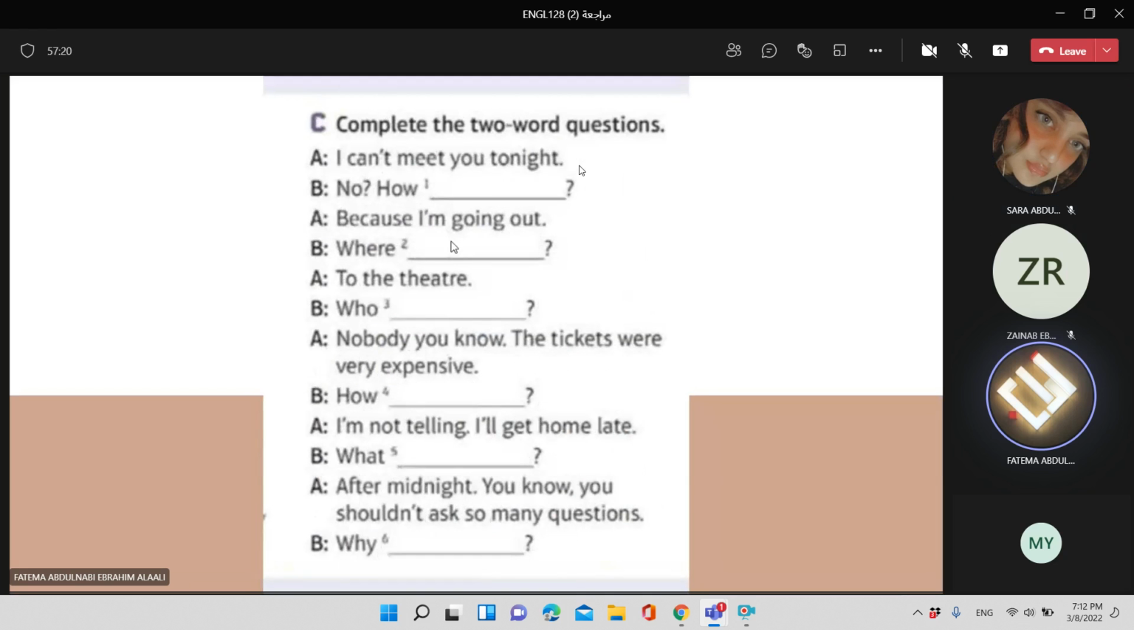The last one is number 3. Complete the two-word questions. Okay. "I can't meet you tonight." Okay. Like no. How about tomorrow? Exactly.